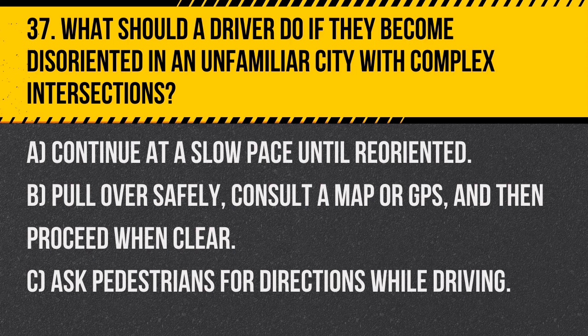Question 37. What should a driver do if they become disoriented in an unfamiliar city with complex intersections? A. Continue at a slow pace until reoriented. B. Pull over safely, consult a map or GPS, and then proceed when clear. C. Ask pedestrians for directions while driving.